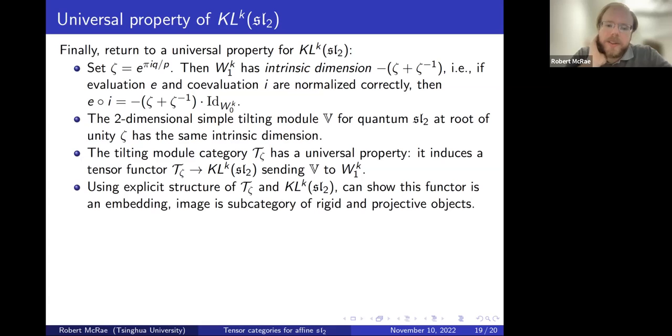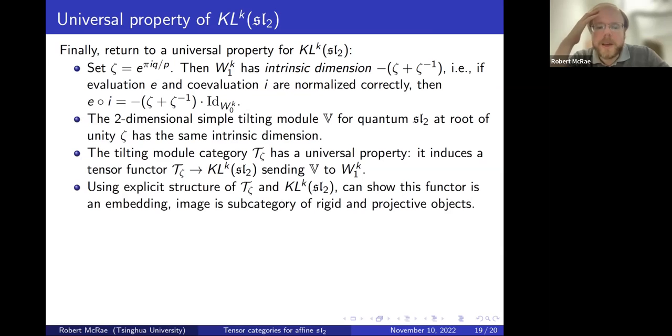And as I mentioned before, this tilting module category has a universal property. Basically, if you have any tensor category with an object that has this intrinsic dimension, then you get a unique tensor functor from the tilting module category into this category, which sends V to the object that has the right intrinsic dimension, which in our case is WK1. So we get this tensor functor sort of for free. Once we've proved rigidity, we get this tensor functor from tilting modules for quantum SL2. And we want to show that this is actually an embedding.